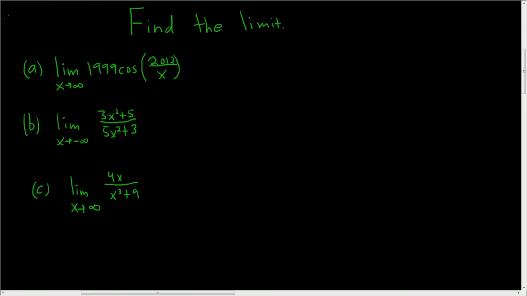So we have a couple limits. They're all pretty easy. Let's look at the first one. So we have the limit as x approaches infinity of 1999 times the cosine of 2012 over x.